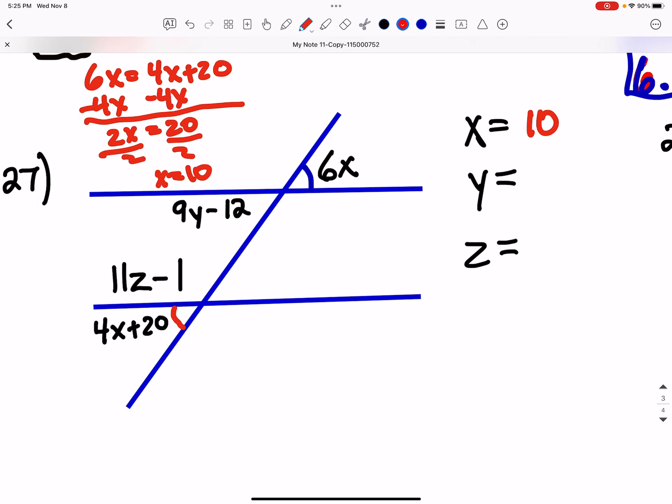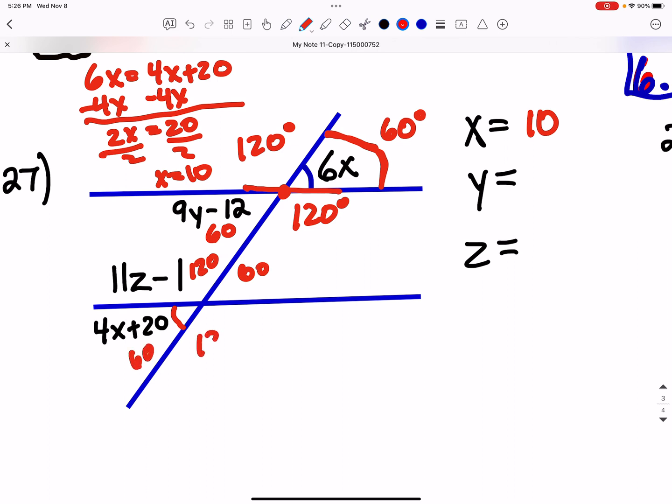That doesn't mean this red angle or this blue angle, this angle over here, is 10. It's 6 times 10, 6 x's. So this is actually 60 degrees, which makes this angle over here 120 degrees because they make a straight line, which makes this one 120 because it's on the opposite side, which makes this one 60 degrees. And since they're both copy and paste of each other, it's the same down here. This is 120, 60, 60, 120.